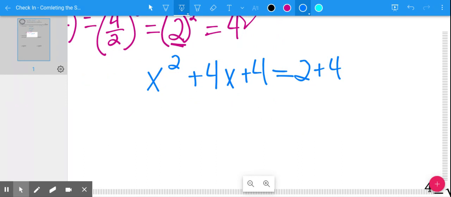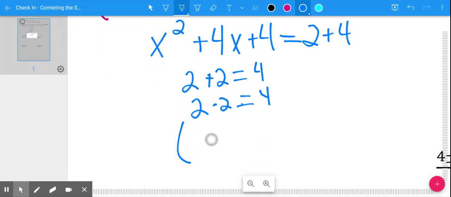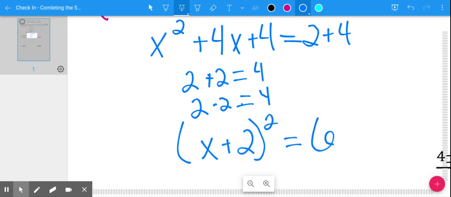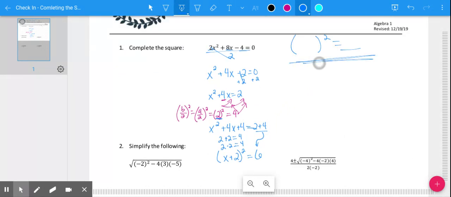So now I can factor the left side of my equation. I need to think what's going to add to give me 4, but multiply to give me 4. Well, that's going to be that number in our parentheses, the 2. So 2 plus 2 gives me 4, and 2 times 2 gives me 4. So I'll have x plus 2 squared. Remember, we can go ahead and start writing it as x plus 2 squared is equal to 6, because 2 plus 4 gives me the 6. Now, that matches what we said our goal was.